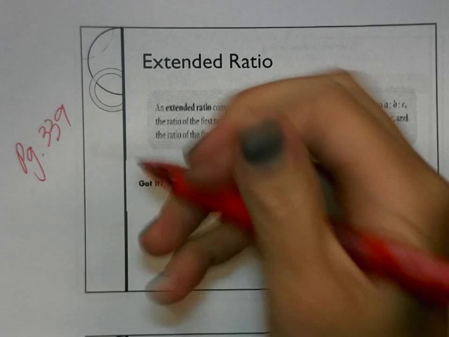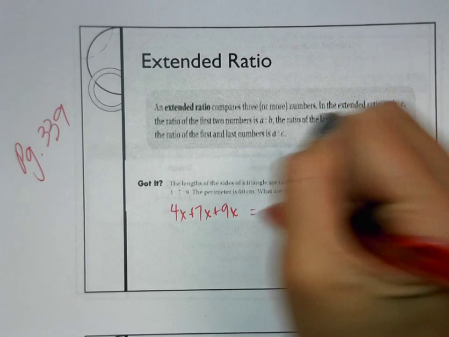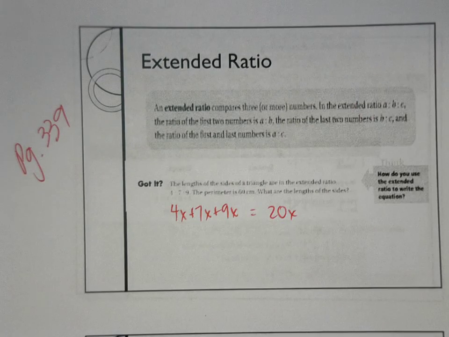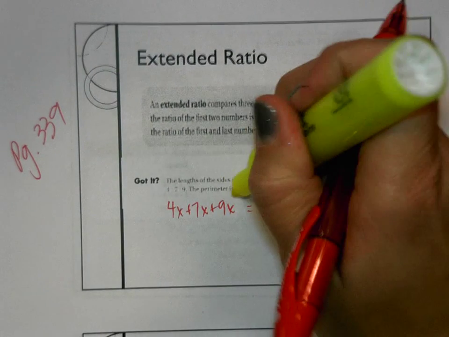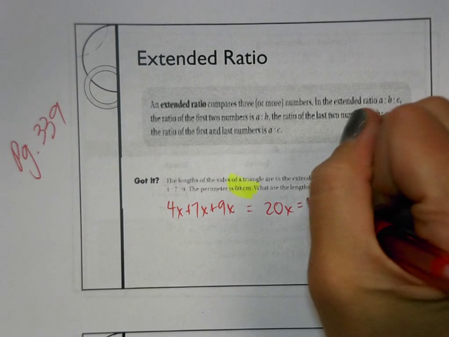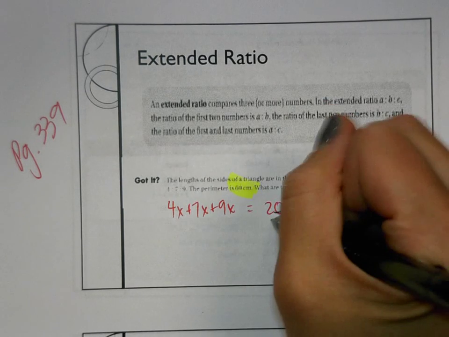Good. You would add 4x plus 7x plus 9x, which equals 20x. And then it said that the perimeter is what? 60. And so in order to split that up, we do exactly what I heard Josh say and set it equal to 60. And then we do what? Divide by 20 to both sides.